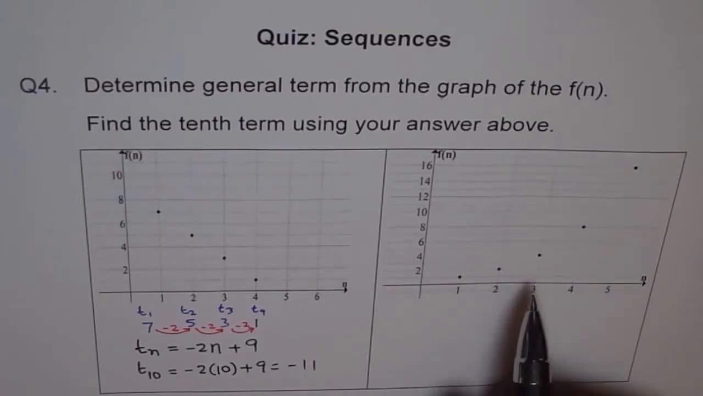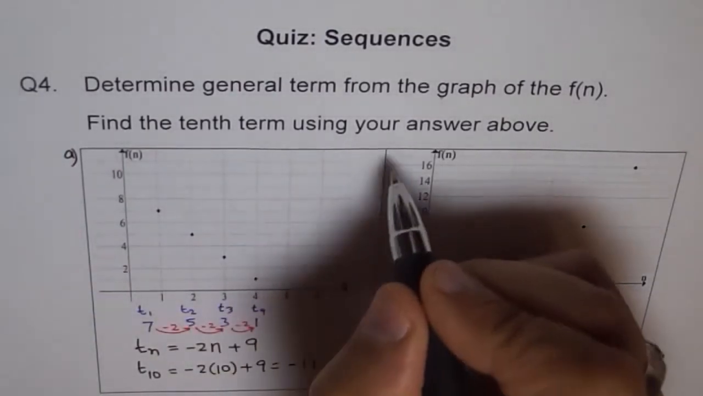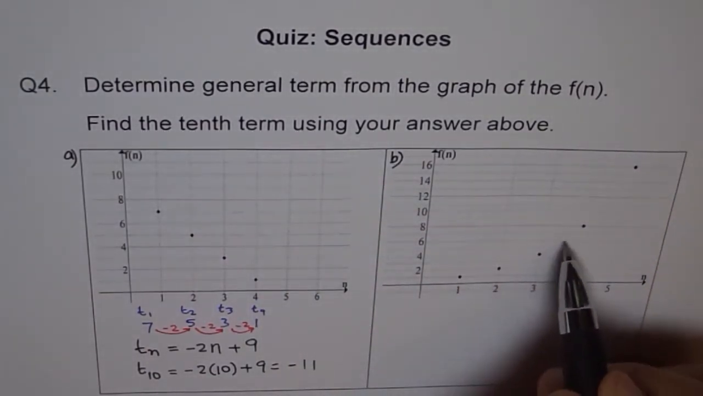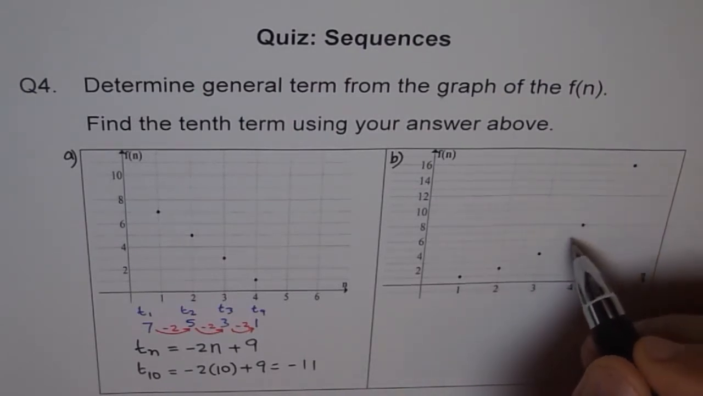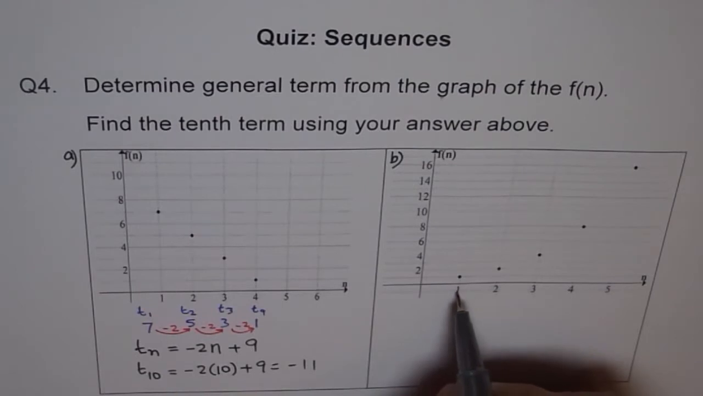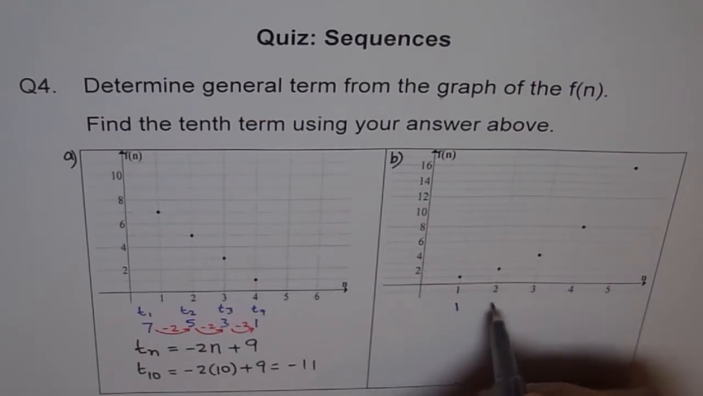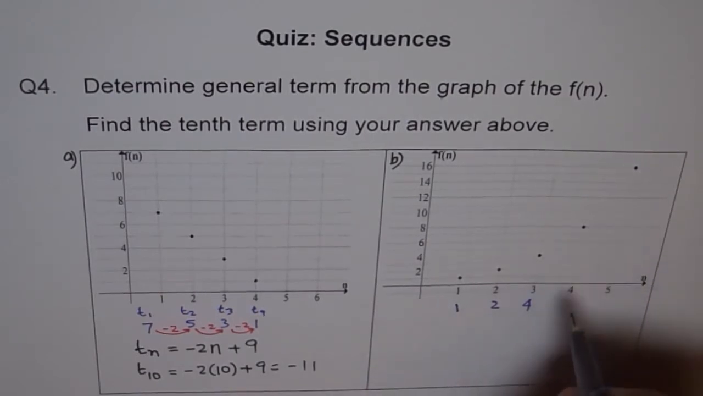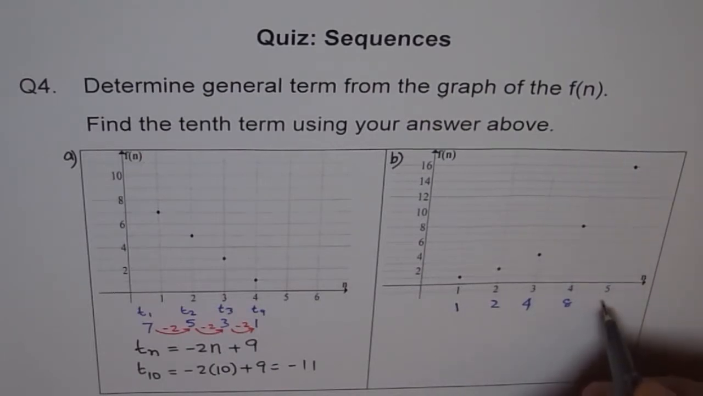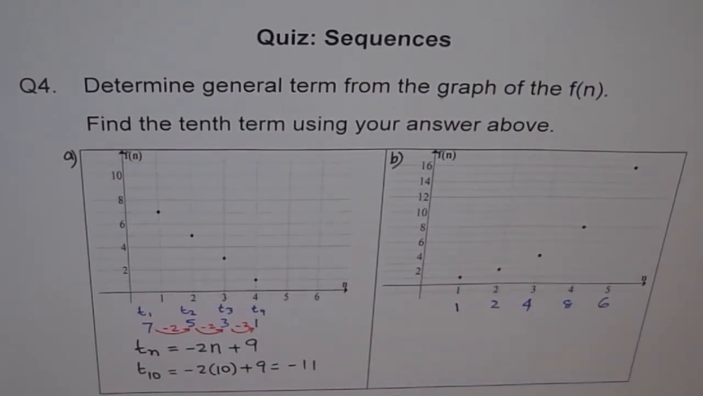Now let's move on to the second graph. Let me call this graph A, and this is graph B. Here, this is no more linear. It is kind of exponential or quadratic in nature. So let's try to plug in the values. First, let's write down the terms. The value at 1 is 1, the value at 2 is 2, the value at 3 is 4, the value at 4 is 8, the value at 5 is 16.